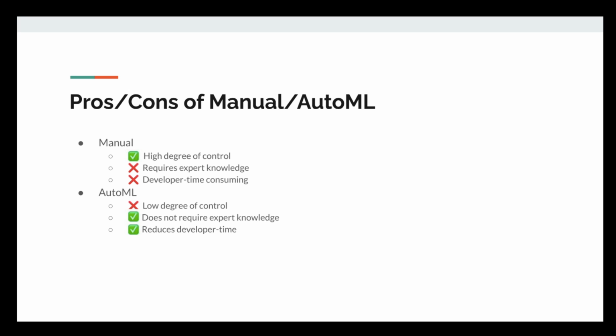On the other end of the spectrum, you have automated machine learning, where you have a lower degree of control, but you don't have to have expert knowledge, and it reduces developer time. In practice, lower degree of control means that a lot of automated machine learning systems will produce pipelines that are not what you desire. For example, you may be interested in having a pipeline that only uses linear classifiers, but in the end, the AutoML system may very well produce pipelines that all use ensemble-based tree models.